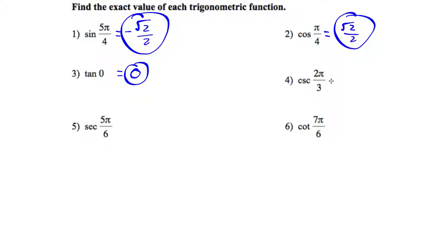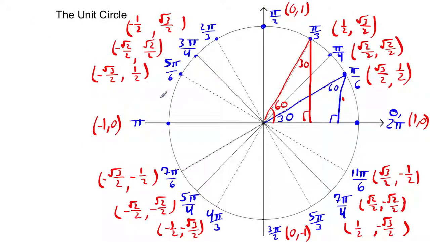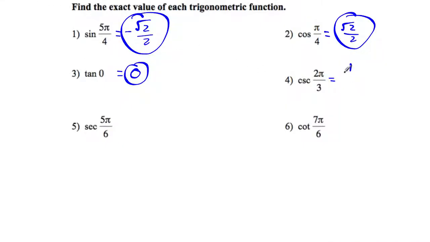Cosecant is 1 over the sine. So for 2 pi over 3, we find the y value, which is the sine, which is root 3 over 2, and we do the reciprocal of that. So 1 over root 3 over 2. Well, the reciprocal is just going to be 2 over root 3, but we don't like to have this irrational number in the denominator, so we rationalize this as 2 root 3 over 3.